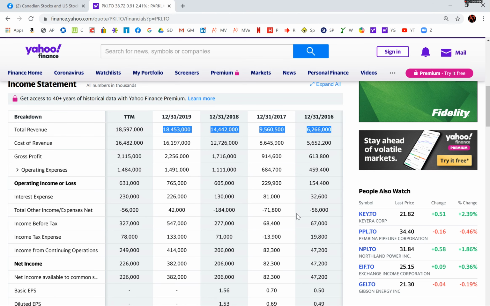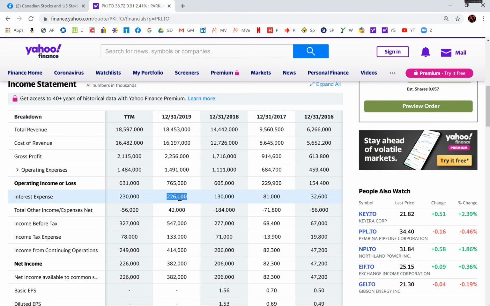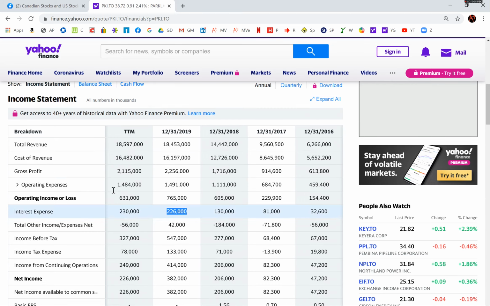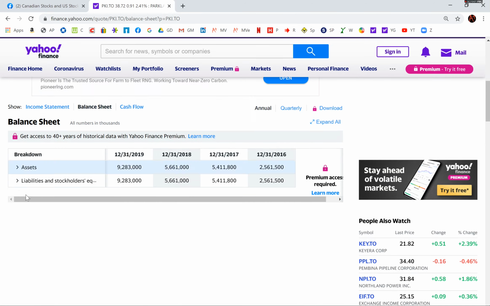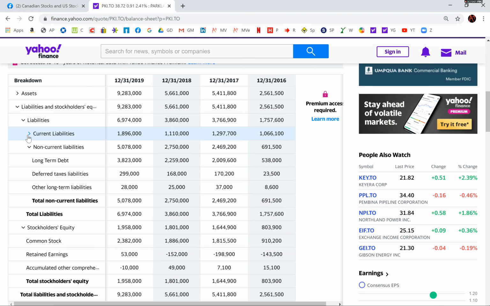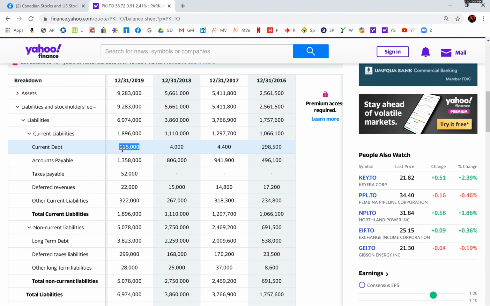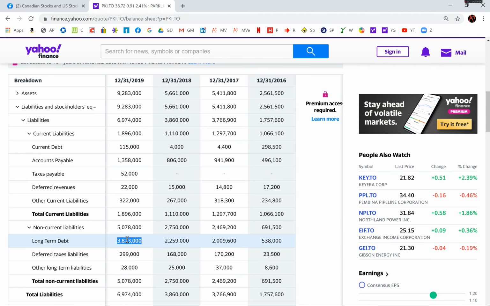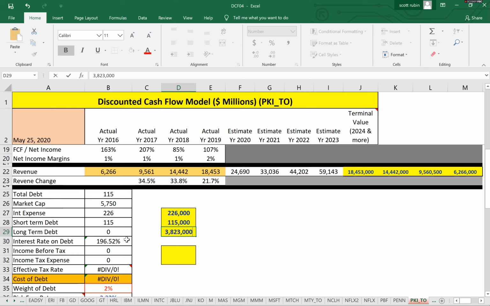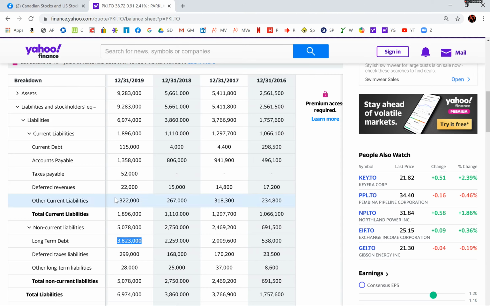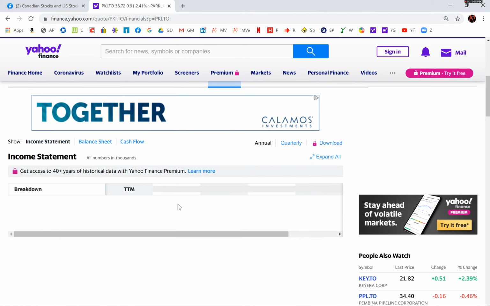So let's see the interest expense, which is the interest PKI pays on its debt, 226 million, and the debt can be found in the balance sheet. Go to the liabilities section, and then the current debt, 115 million, and then long-term debt, 3.8 billion. So they pay a pretty high interest rate, 5.74%, but interest is tax deductible. So let's find out their effective tax rate.